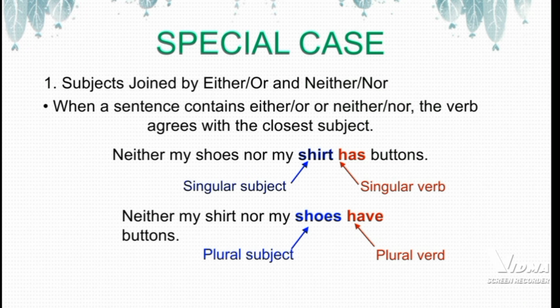So here our singular subject is shirt and our singular verb is has. Neither my shoes nor my shirt has buttons. What if we shift the two subjects? For example, neither my shirt nor my shoes. What will be our verb? Neither my shirt nor my shoes have buttons.